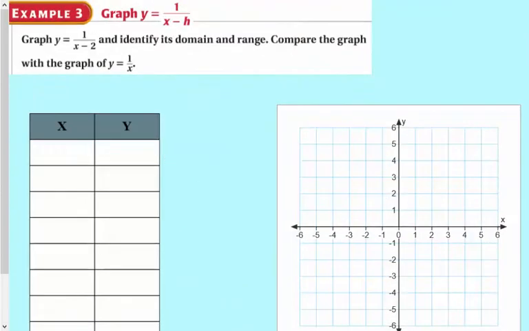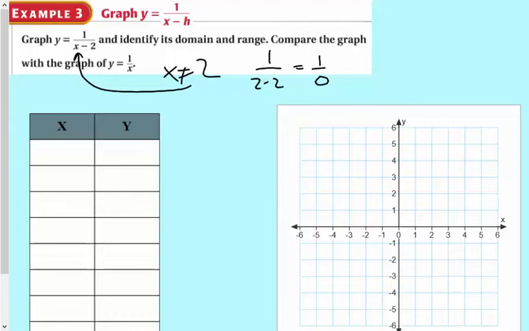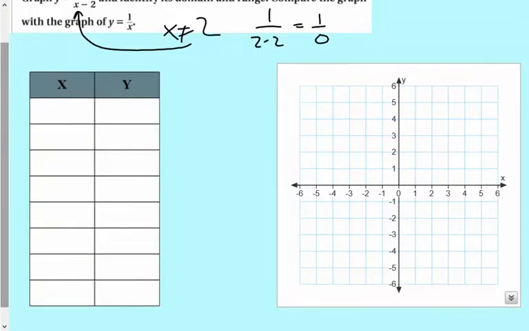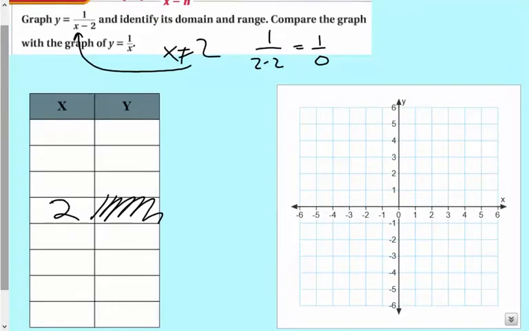Basically, your domain and range are related directly to your asymptotes. Okay, let's get into this one right here. Now we have a number that's being subtracted with the x, and so it's slightly different. X cannot be equal to 2 because if we have 1 over 2 minus 2, that's 1 over 0, and that's undefined. So let's go with 2 here. That value is undefined. Now, again, I'm going to do 2.5, and I should have done this earlier. Actually, this would be 1.5, and then 1, and then 0, and then 2.5, 3, and then 4. Should have done that earlier.